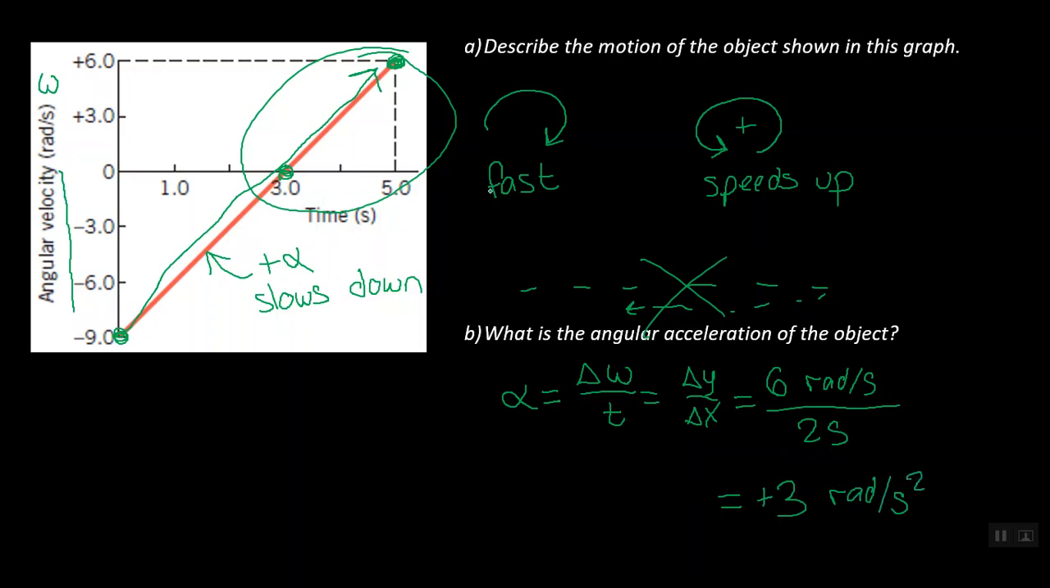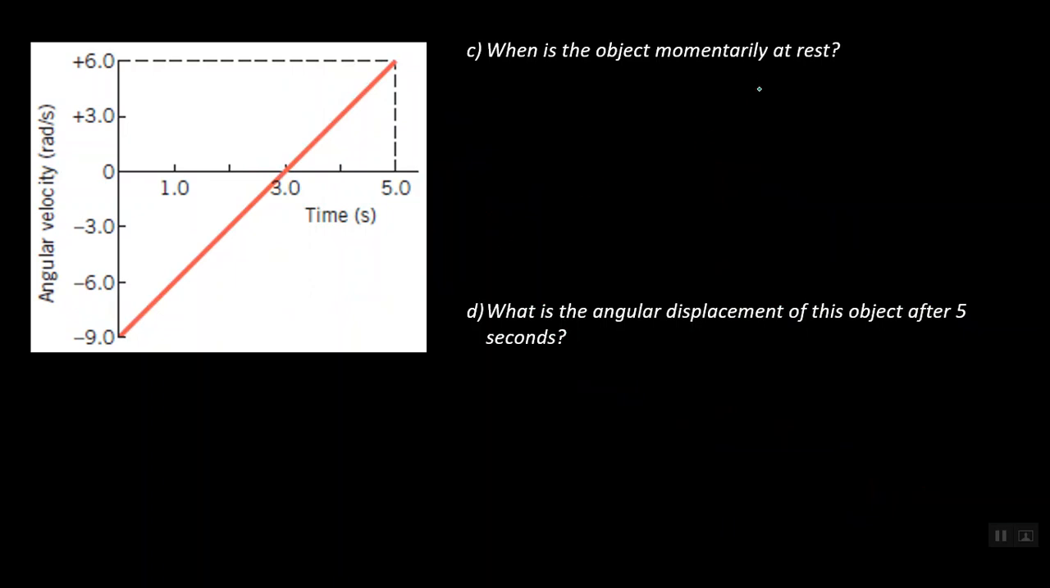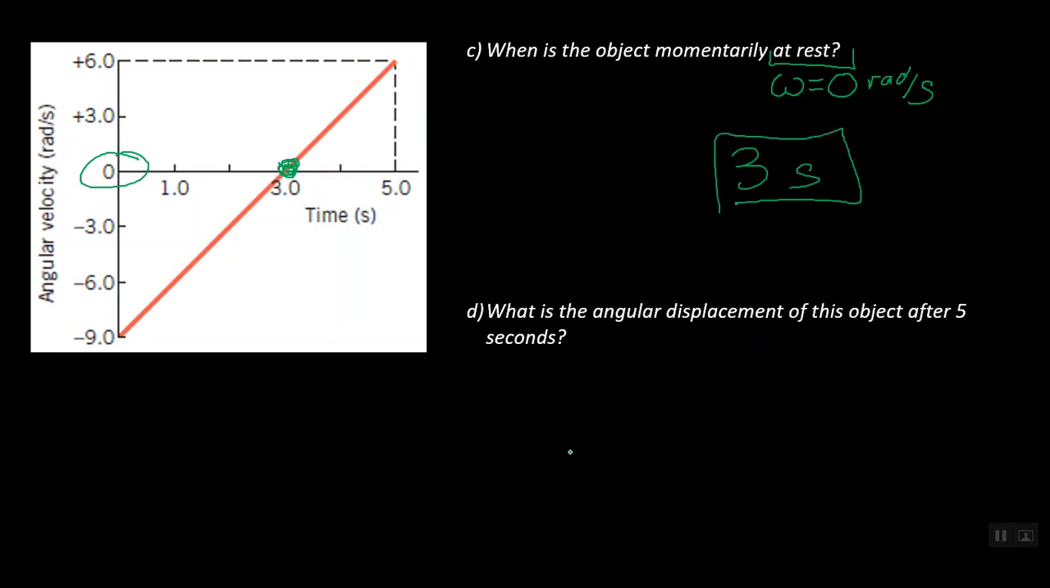So when is this spinning object momentarily at rest? For a rotating object, it is going to be momentarily at rest when its angular velocity is going to be 0. That's going to happen at 3 seconds according to this graph. The next question is asking, what is the angular displacement, theta, of this object after 5 seconds?